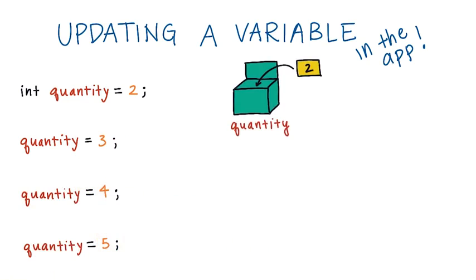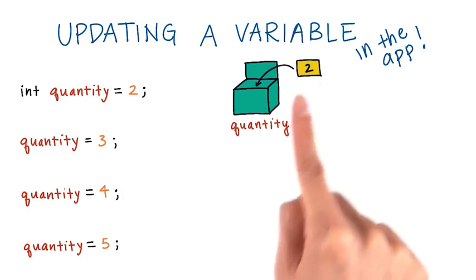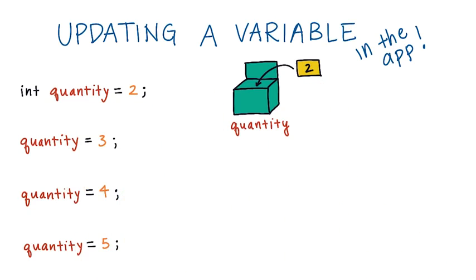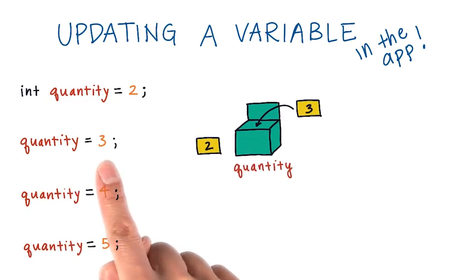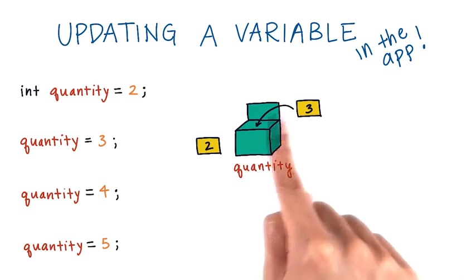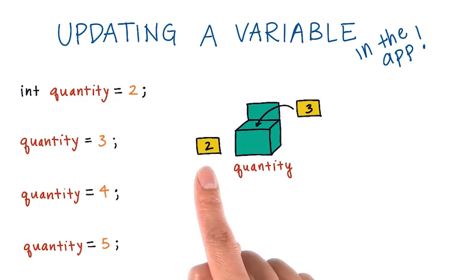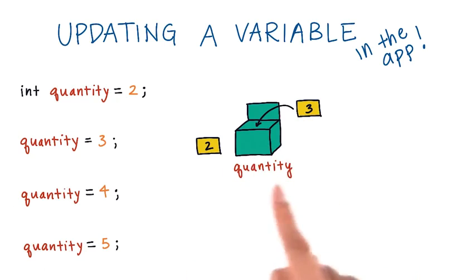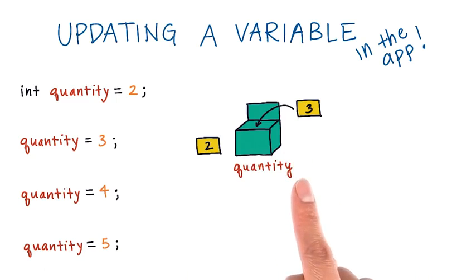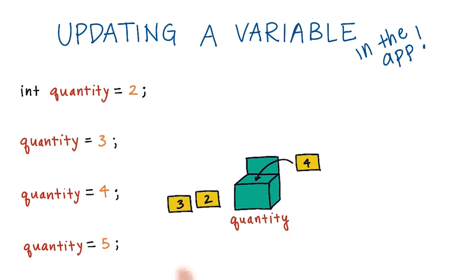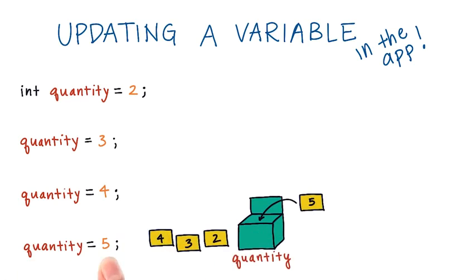This line means that we're assigning the new value of 3 into the variable called quantity. Going back to our box analogy, int quantity equals 2 creates a new variable called quantity and puts the value 2 inside. When we say quantity equals 3, we set a new value of 3 inside the variable. We also take out the old value because the variable can only hold one value at a time. When we say quantity equals 4, then we put in a new value of 4 inside the variable. We also remove what used to be in there, which is the 3. Then when we say quantity equals 5, we assign the variable a new value.